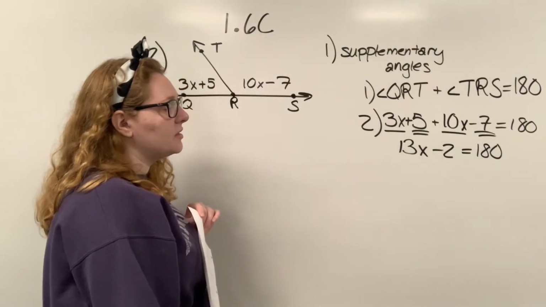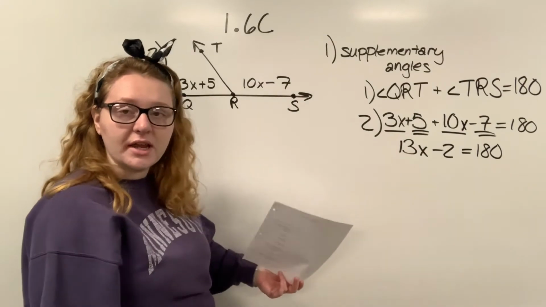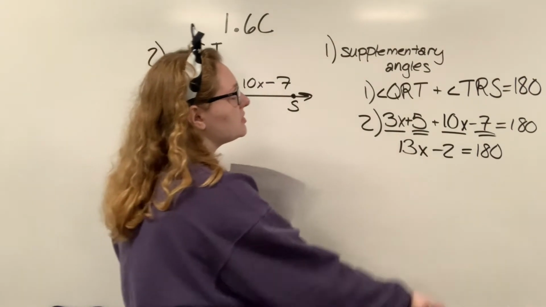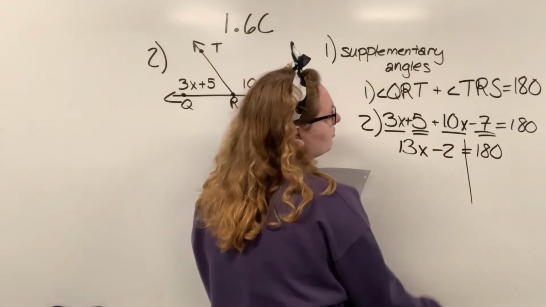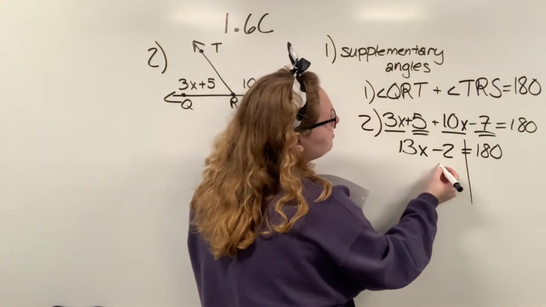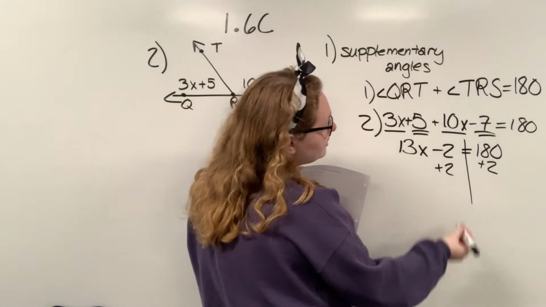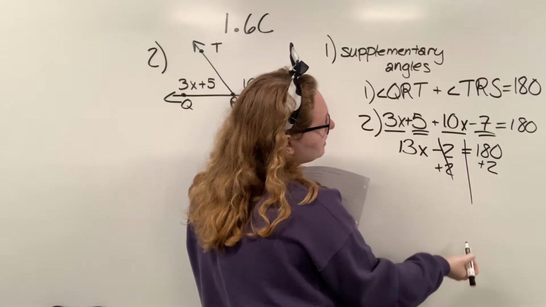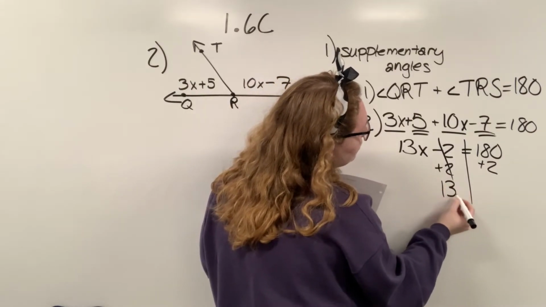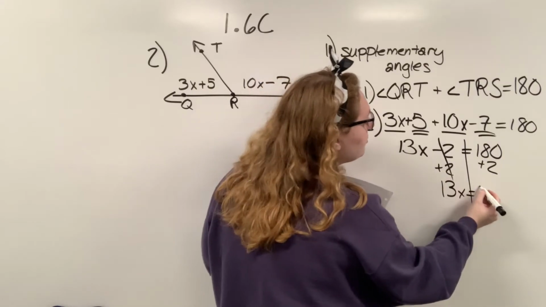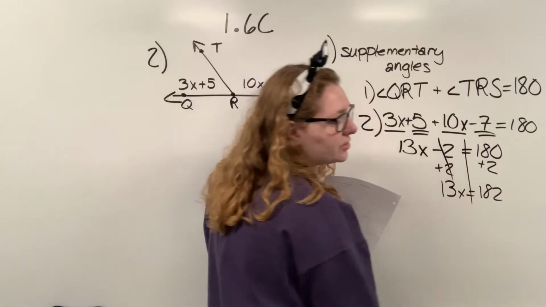All right? So now we can solve this just like an algebra problem. We have to solve PEMDAS backwards. So I see some subtraction here, but we know how to get rid of that. To undo subtraction, we're going to have to add the 2 on both sides of the equation. Minus 2 plus 2, those cancel, leaving us with just a 13x on this side. And 180 plus 2 gives us 182.